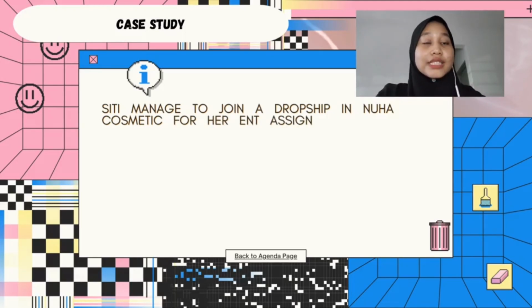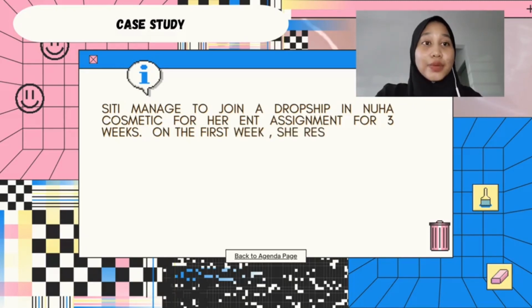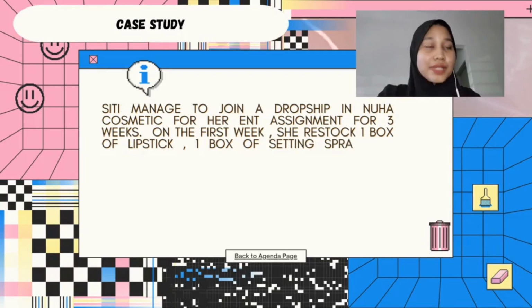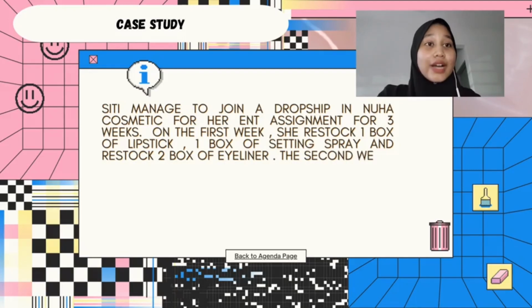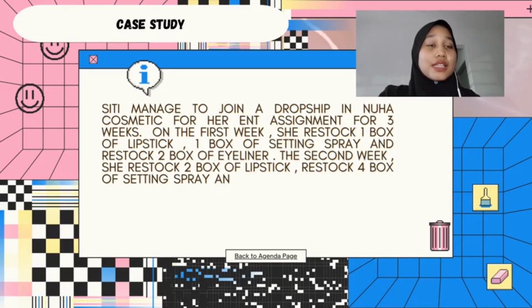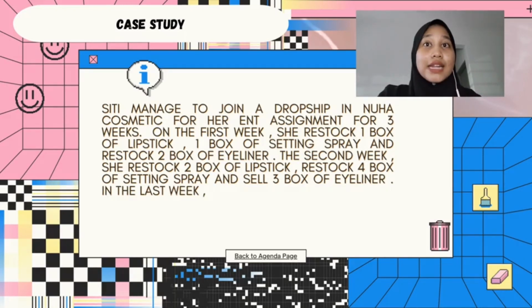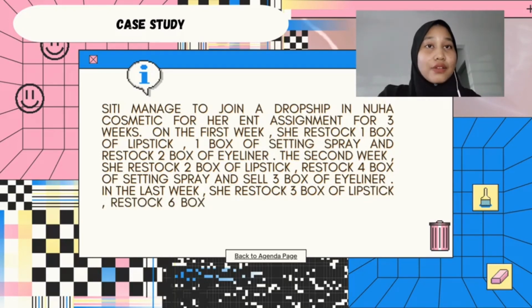Siti managed to join a dropship in Nuha Cosmetic for her EMT assignment for 3 weeks. On the first week, she restocked 1 box of lipstick, 1 box of setting spray, and restocked 2 boxes of eyeliner. The second week, she restocked 2 boxes of lipstick, 4 boxes of setting spray, and sold 3 boxes of eyeliner. The last week, she restocked 3 boxes of lipstick, 6 boxes of setting spray, and sold 5 boxes of eyeliner.